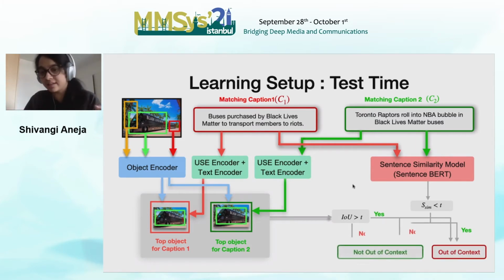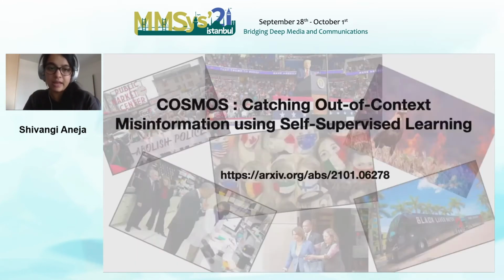But on the other hand, if we have captions talking about different objects in the image, then this is mostly not out of context. So that's how we do our classification. And that's the COSMOS project, and this competition is based on this paper, which I've listed here. Now I'll hand it over to the winning team, who came up with a pretty good solution to improve the scores of this proposed method.